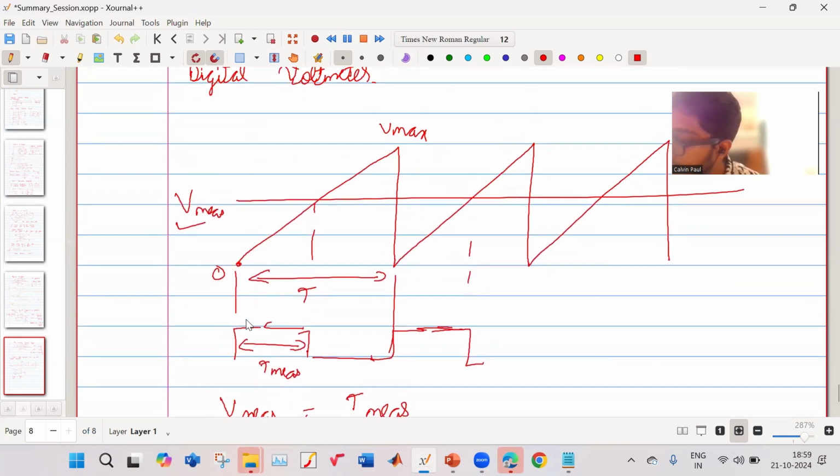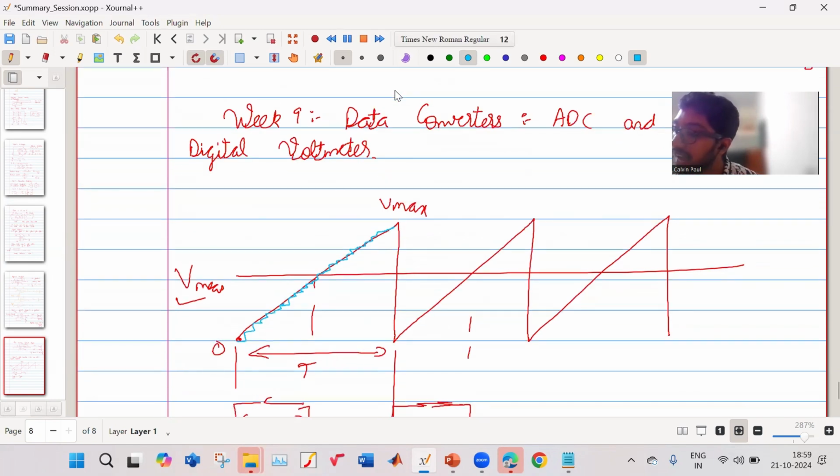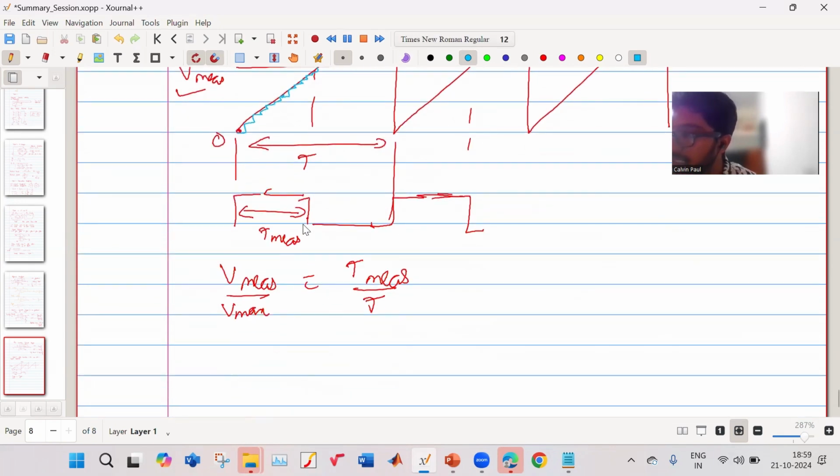Another way is, instead of being a ramp, it can be like a digital signal, like a staircase signal. So that is known as a digital ramp type voltmeter, in which it is like a staircase waveform, and where it intersects, based on that you can measure the time. And how do you measure this time? There will be something known as a clock. This clock will be incrementing your counter.